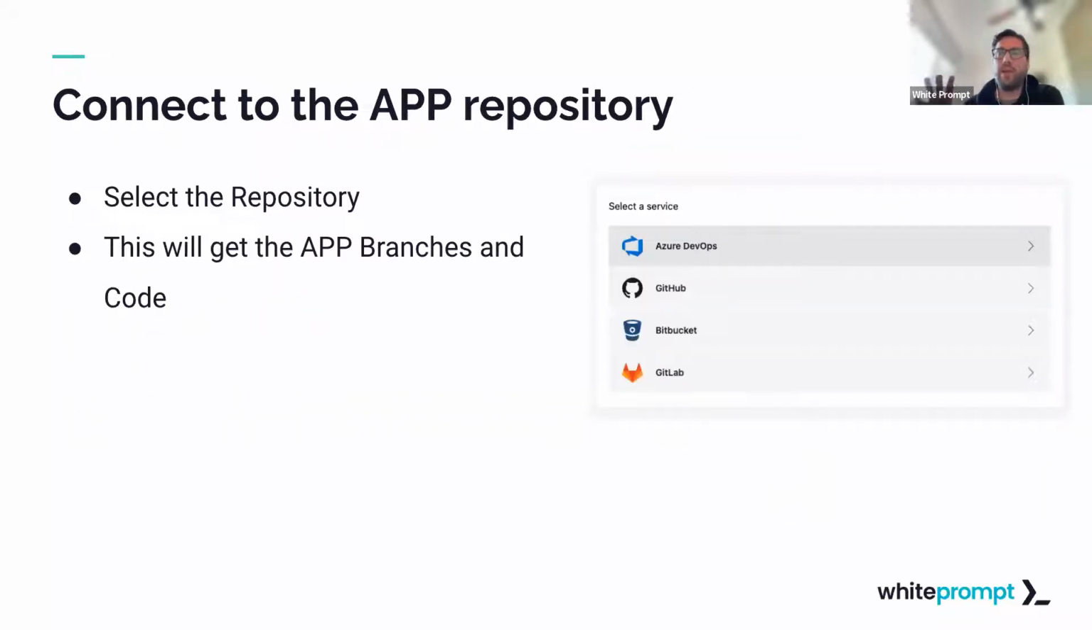Then after we create the application, we need to connect to the repository, because App Center is going to check all the branches and it can trigger automated builds. So you will need to select the repository, and then it's going to connect to GitHub, and then you need to select which repository will provide the branch and the code of your app.